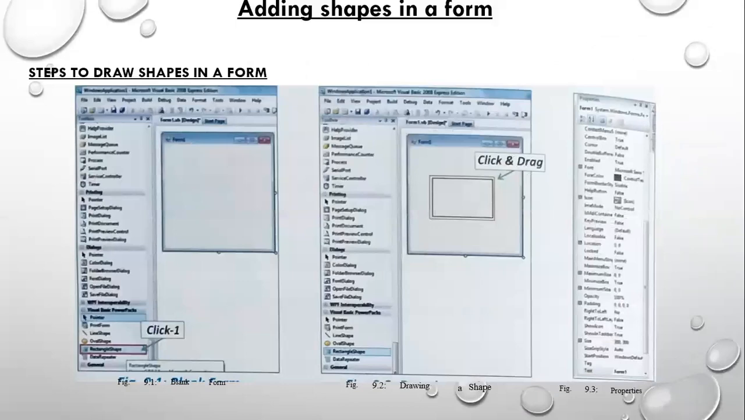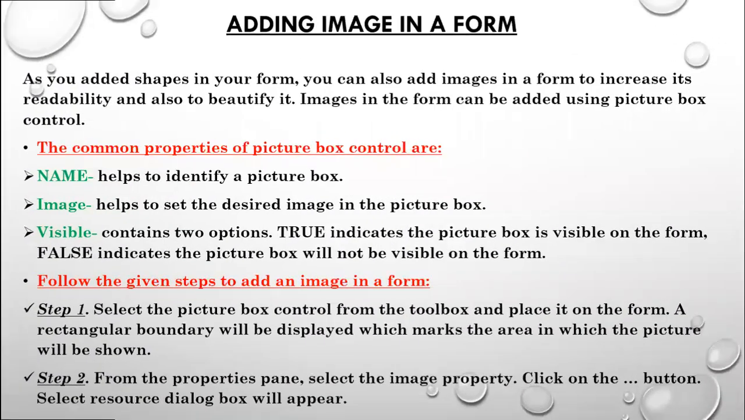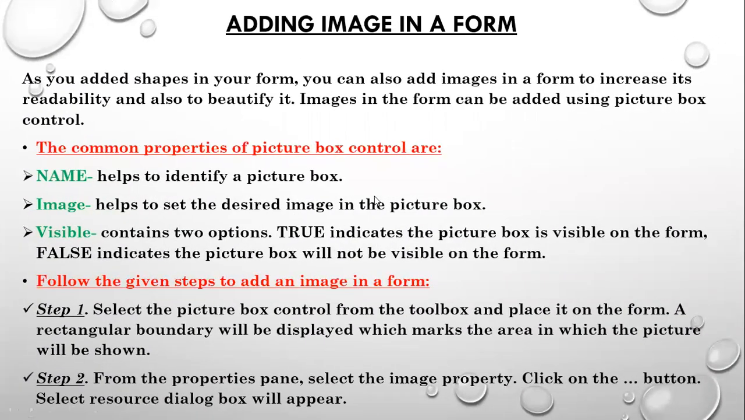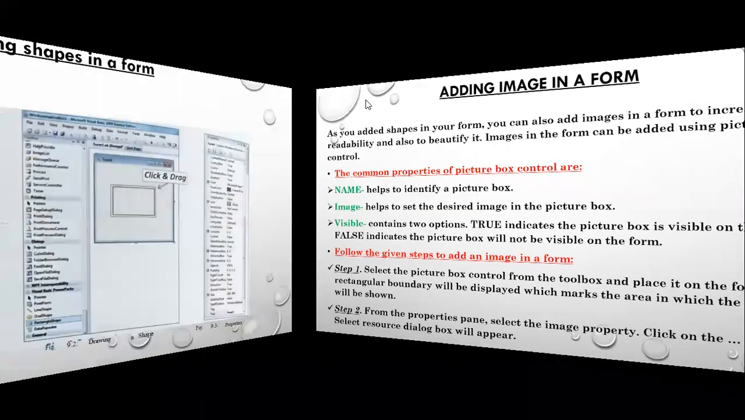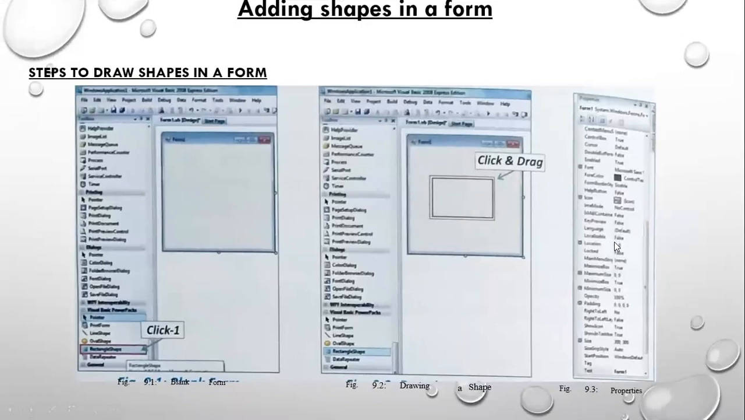Once I've chosen my properties, my next step is, as you've added the shapes in your form, you can also now add images. So this was how I can draw shapes. I can similarly draw oval, I can choose any other size, I can draw circle. This will be according to my preference.